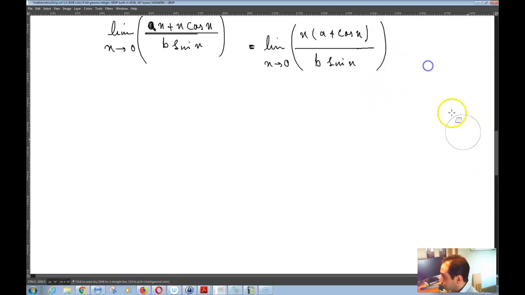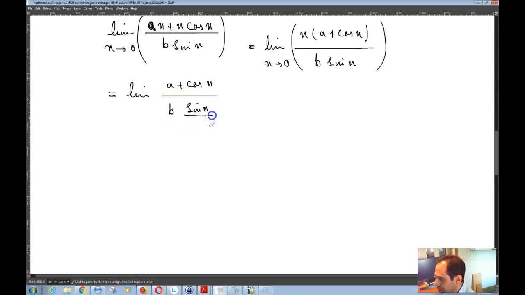So now, in order to avoid this situation, what you can do is take this x to the denominator and write it as the limit of a plus cos x over b times sine x by x. So I take the x from the denominator and put it over here in the denominator, as x tends to 0.